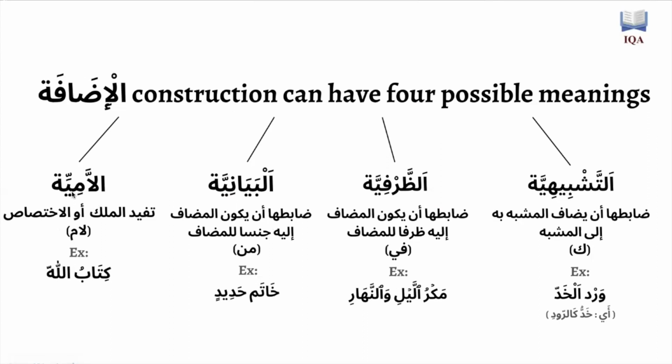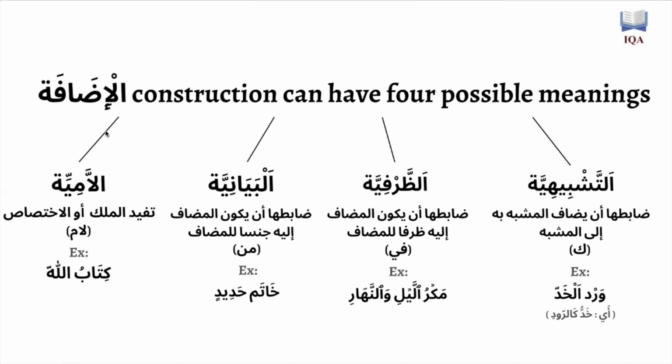So an example of this idafatu al-lamiyya is Kitabullah. Kitabullah means the book of Allah. So this idafa construction has the same exact meaning as al-kitabu lillahi. Al-kitabu lillahi, the book belongs to Allah or the book of Allah. Kitabullahi, same exact thing. So that's why it's called al-idafatu al-lamiyya. And this is usually the case with the idafa construction.